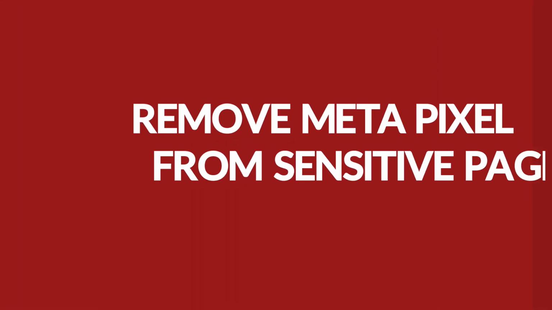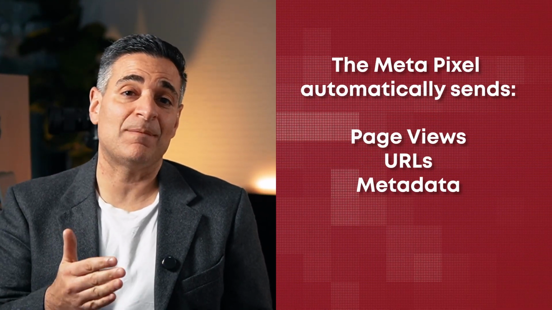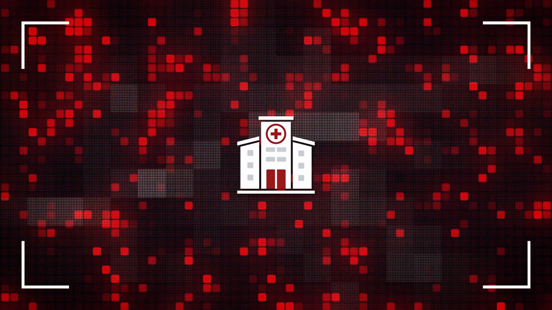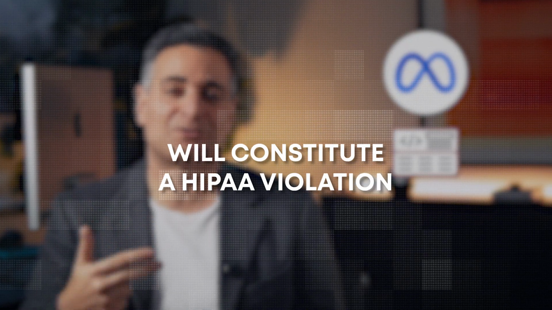So for step 2, remove the Meta pixel from sensitive pages, because the Meta pixel automatically sends page views, URLs, and metadata about those pages back to Facebook, which, if Meta wanted to, they could tie back a specific user to needing information and potentially having a specific condition. So just to use a very sensitive topic, let's say you run an STD clinic and you have a URL, chlamydia-treatment-Chicago. When Mary Smith visits that page because she's interested in scheduling an appointment, you sending that URL information back to Meta will constitute a HIPAA violation.